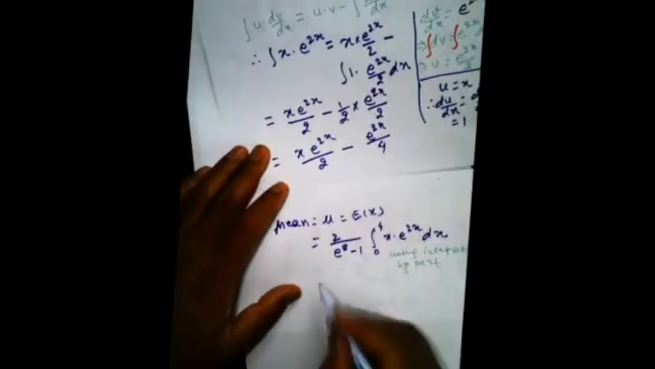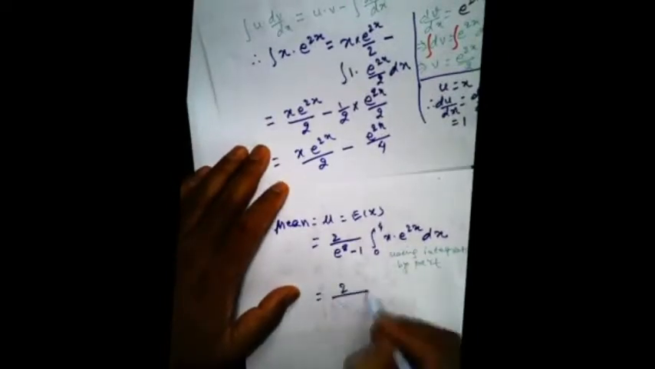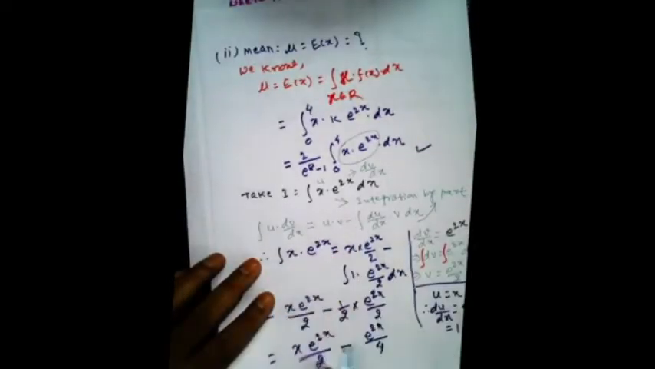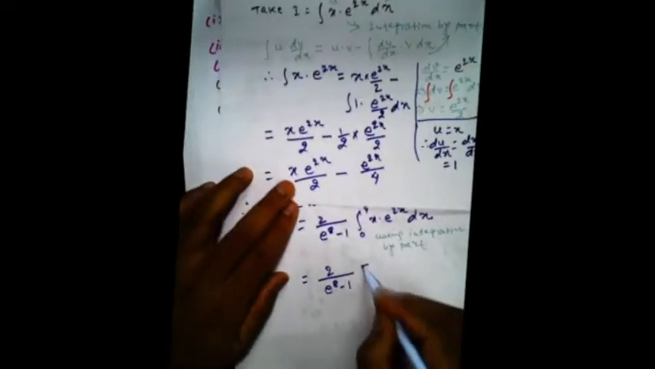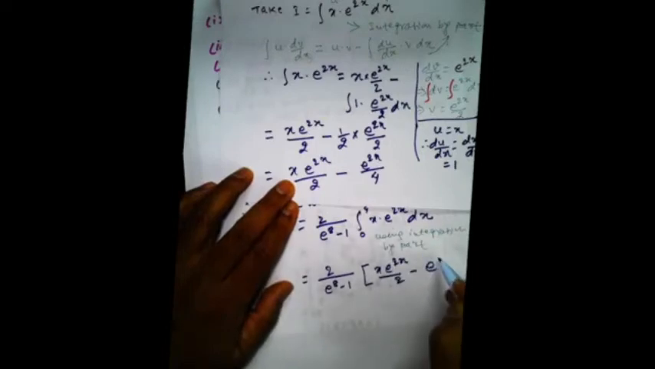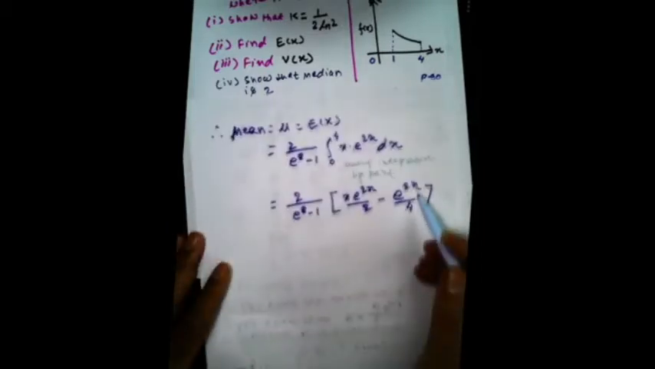So here we can write 2 divided by e to the power 8 minus 1, and then integration of this sort of thing. We have already seen that x times e to the power 2x term's integration is this. So we just copy it here. So inside the bracket, this is x e to the power 2x by 2 minus e to the power 2x by 4. So if you have a term like this, and the range of values of x is 0 to 4, so we can write it is 0 to 4.